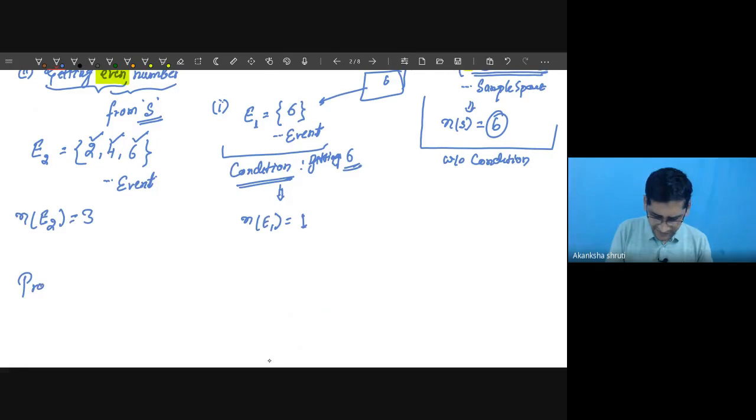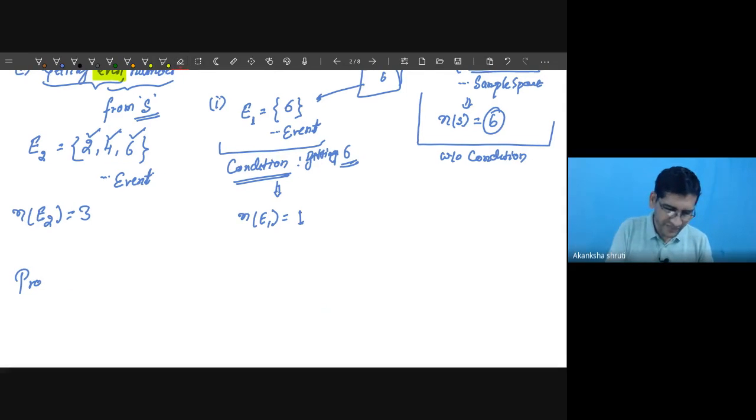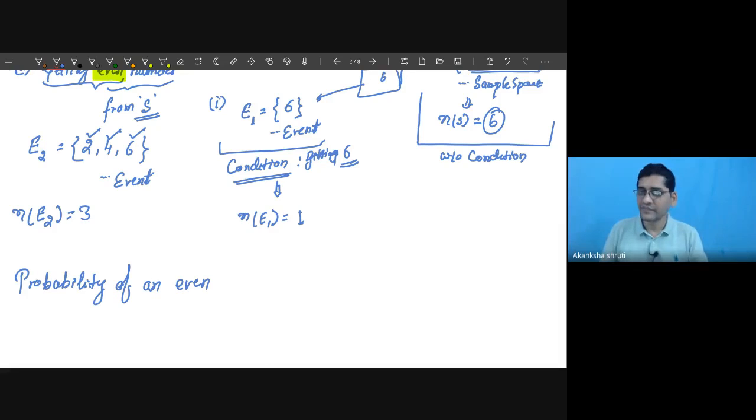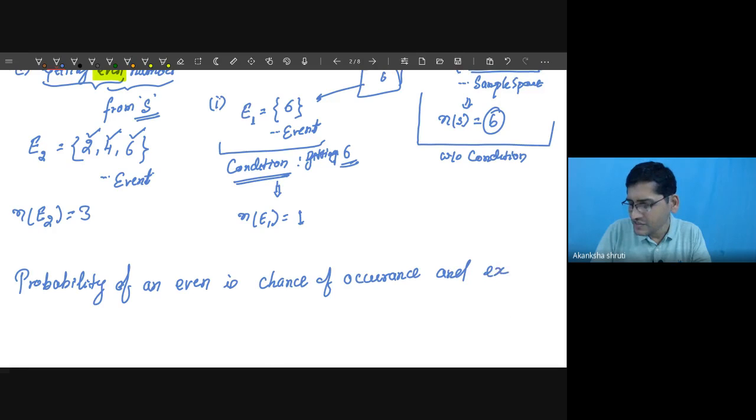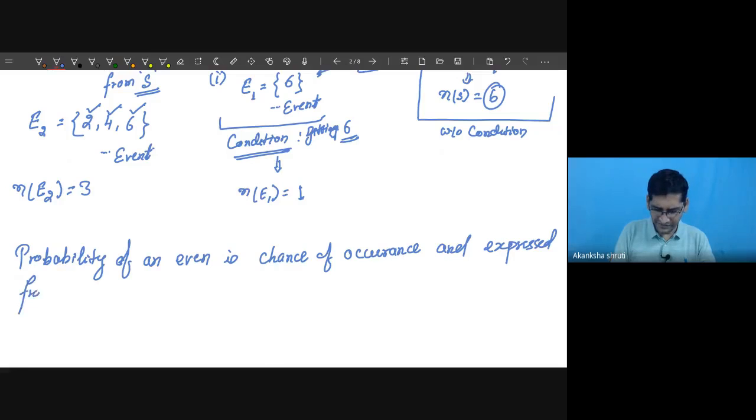So, the probability of an event is the chance of occurrence and is expressed as, so how to express any kind of chance? It is expressed as a fraction of the sample space. A fraction is the same as a part, you can understand, or dividing the part, a fraction, it can be a decimal. Even multiplying it by 100, we can write it in terms of percentage.